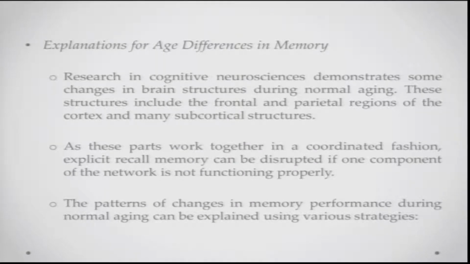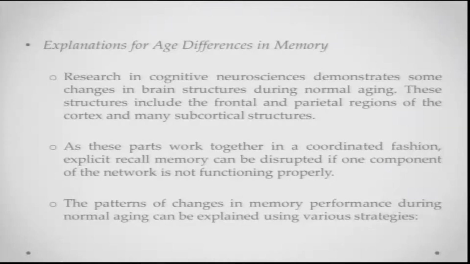Explanations: why are these age differences being observed? Let us talk a little bit about what could be the cause of these age differences between young adults and older people. Research in cognitive neuroscience demonstrates that there are changes in brain structure happening during normal aging. These changes include areas in the frontal and parietal regions of the cortex and many subcortical structures. These parts work together in a coordinated fashion, and if one of the parts is slightly tired or damaged, explicit recall memory can be severely disrupted even if one of these components is not really functioning properly.